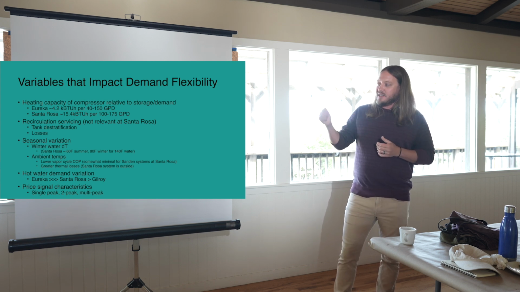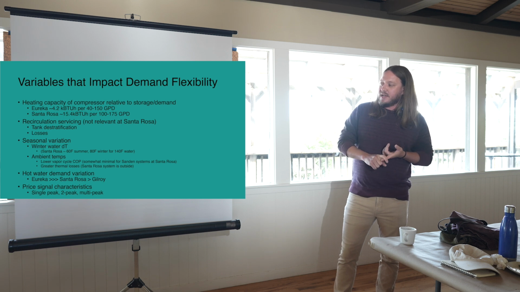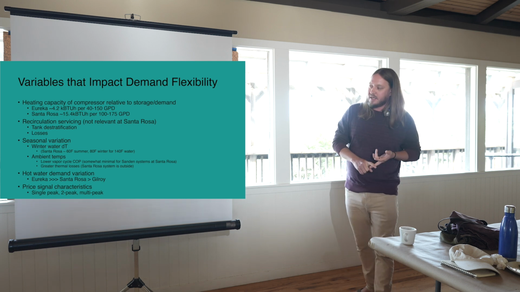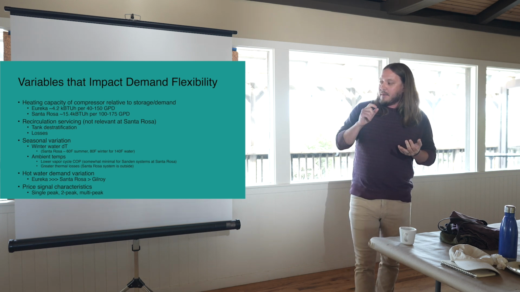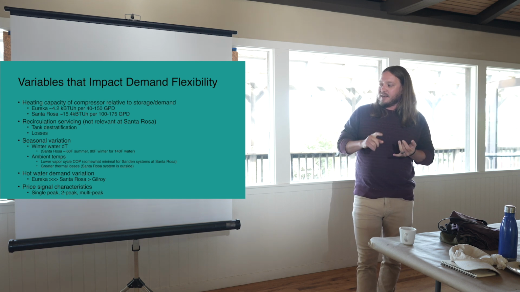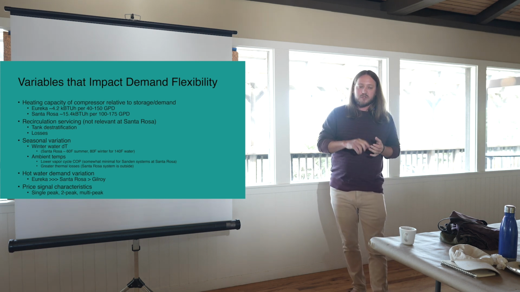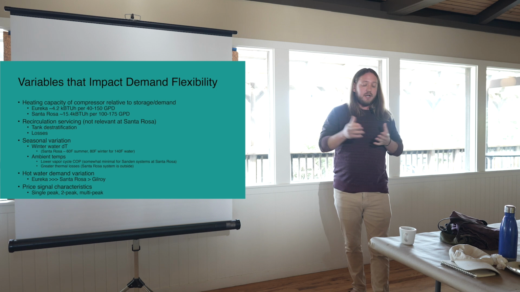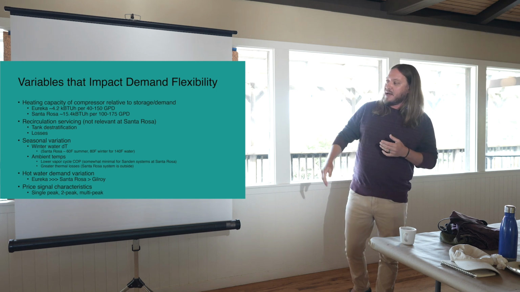Recirculation, if that's present, is an additional load on the system. We have seasonal variation, right? Colder incoming water temperatures, colder air temperatures, that affects performance. Hot water demand, we talked about that a lot. And then, like I said, our price signal characteristics, which may be changing every 5 minutes if we're talking about greenhouse gas intensity. So lots of things that are impacting our ability to do this.